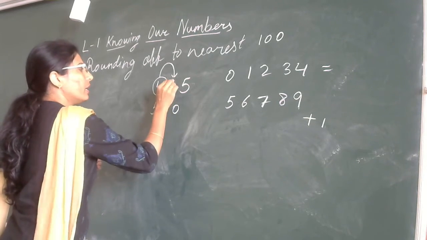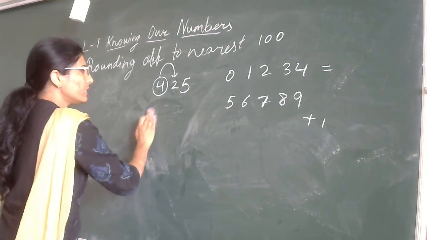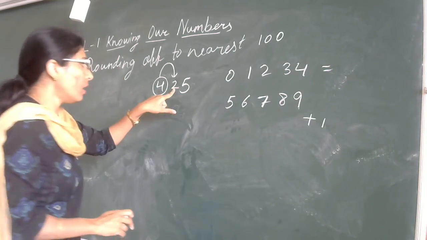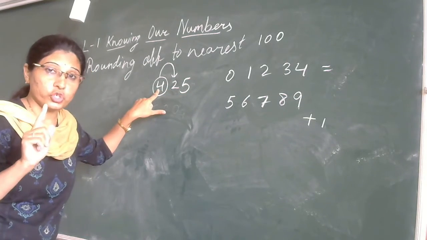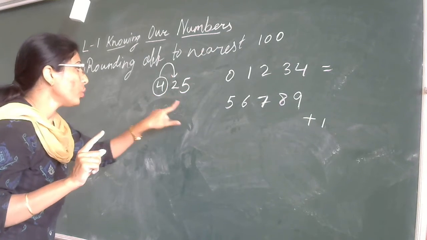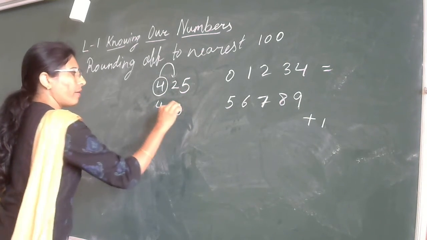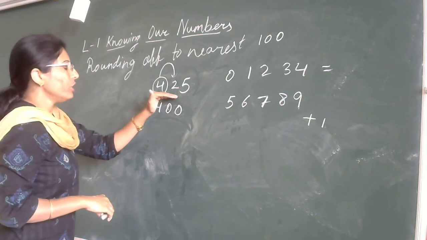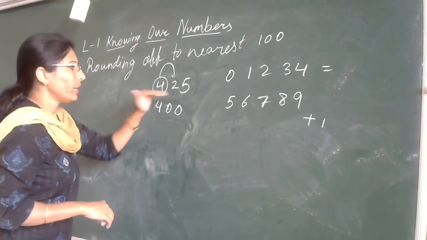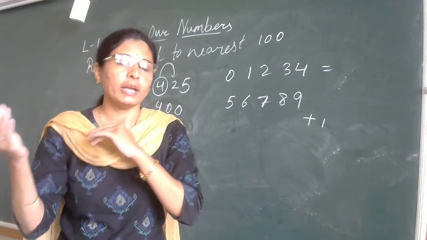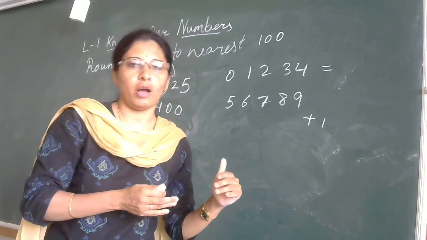But if 2 is there, it is less, so the circled number will not change. Only the two remaining digits will become 0. That means 425 is nearer to 400 or 500? It is nearer to 400.